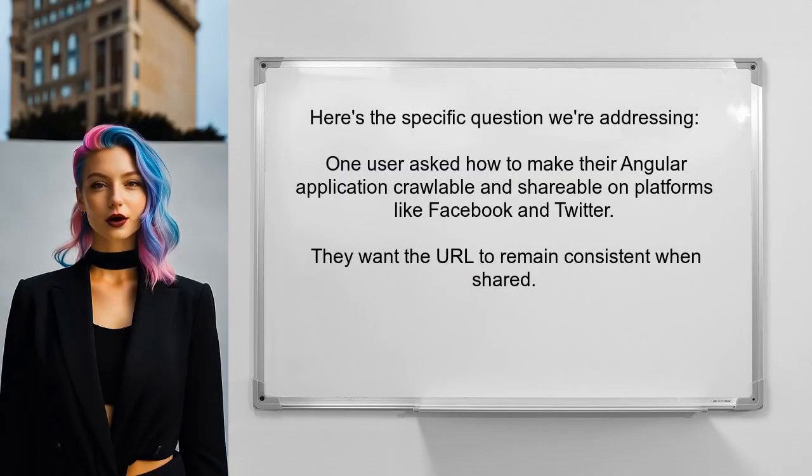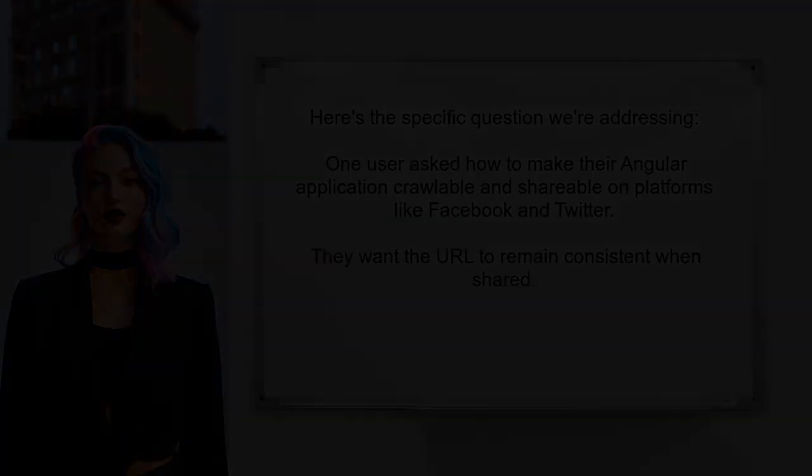Here's the specific question we're addressing. One user asked how to make their Angular application, built with ASP.NET Core Web API, crawlable and shareable on platforms like Facebook and Twitter. They want the URL to remain consistent when shared. Sound familiar? Let's explore this together.